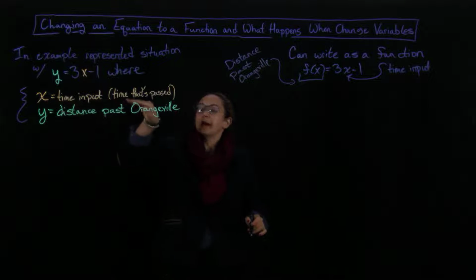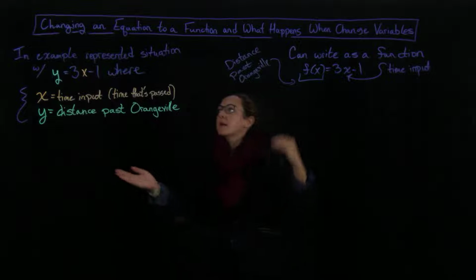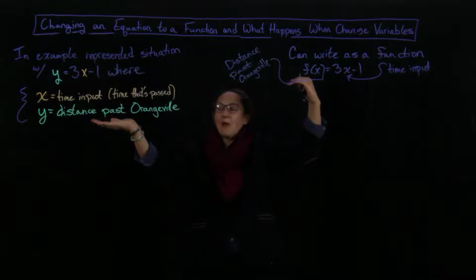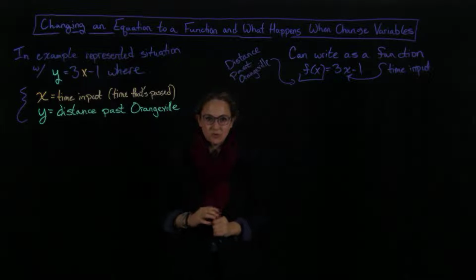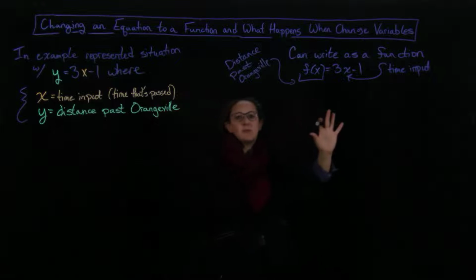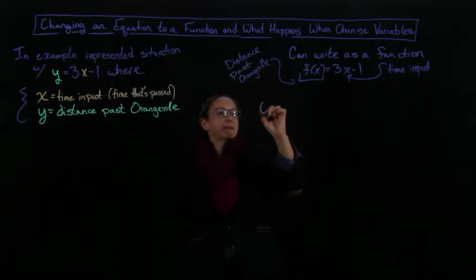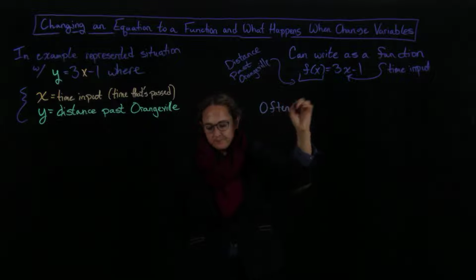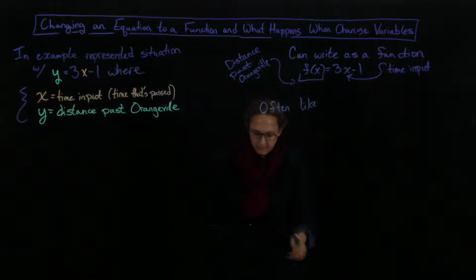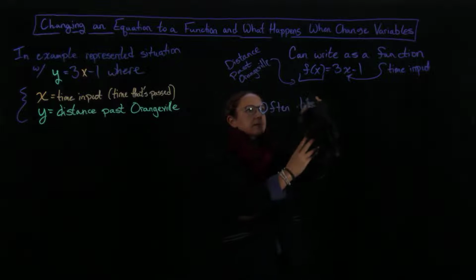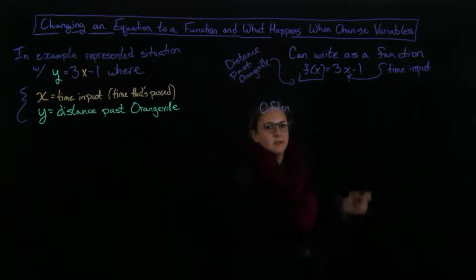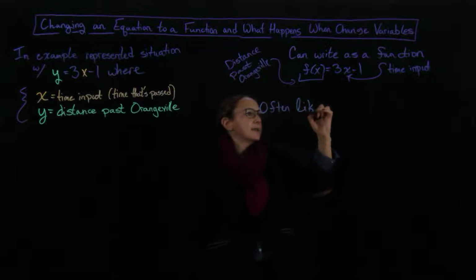You can see how that corresponds over here. My input x is the time input, so that's still there. What's changed is that we had a y here, and now it's an f of x, but that's going to give the output, the distance past Orangeville. Maybe we want to change the notation, because we often like notation hinting at the meaning.